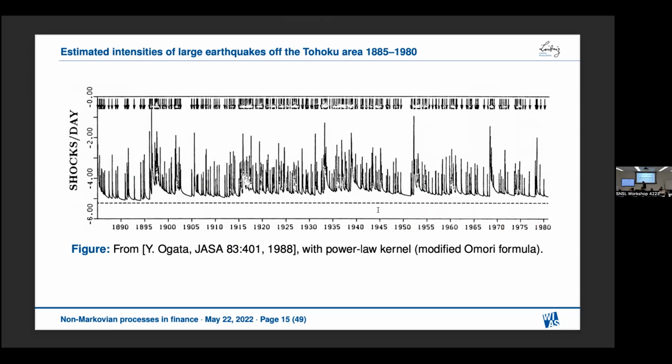Okay, and this is from the earthquake paper by Ogata. The intensity that he estimated for this 100 years of data using a power law kernel. It's maybe not too surprising, but if I look at this data, the forgetting is still very, very fast. If I didn't know it, I would actually think this is an exponential kernel, because the decay is so fast. But it is a power law kernel, and you very clearly see the spikes of intensity that we expect to see in this kind of data.